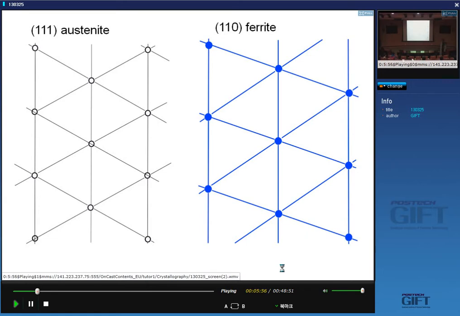And this is the 110 type plane of ferrite. Notice that this is no longer a hexagon, because these two directions are the body diagonals that we saw in the previous diagram. They are of equal length, but this is not. So this is a kind of hexagon which is squashed. It's a distorted hexagon. So when I superimpose these two, you will not get a perfect fit between the two lattices, right? Everyone happy with that?